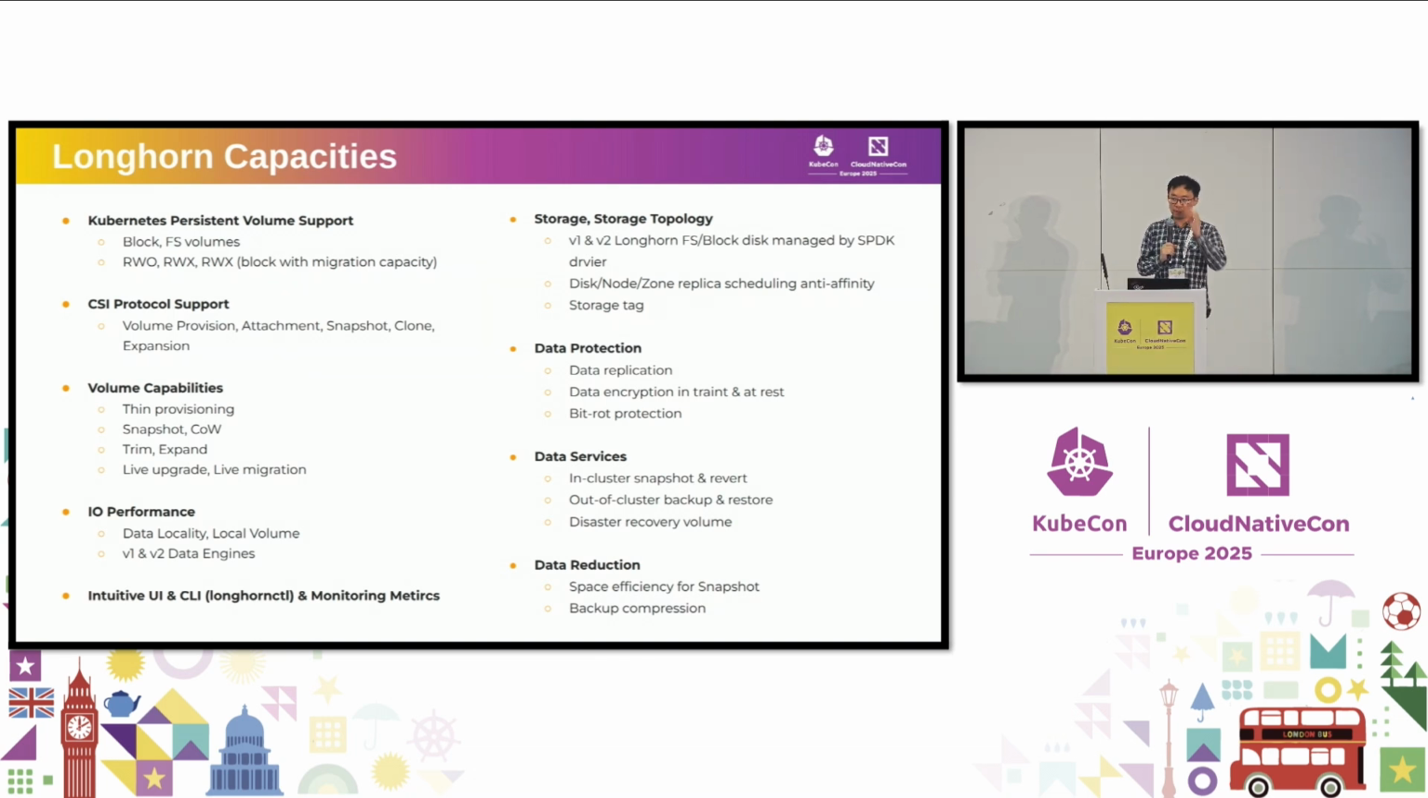And I know some people come to me asking, can Longhorn do the volume group stuff? Yeah, volume group right now is at the beta stage. So it's one of the items we want to work on. And volume capabilities: simple provisioning, snapshot, more I/O efficient, trim, expansion, and a lot of things. And the most important part is live migration and live upgrade. So the main purpose is no service interruption. And I/O performance V2, V1, data locality, and for the user experience, we have the UI.